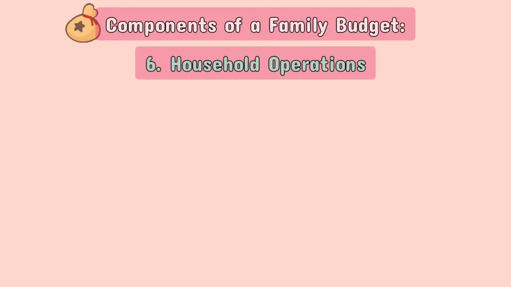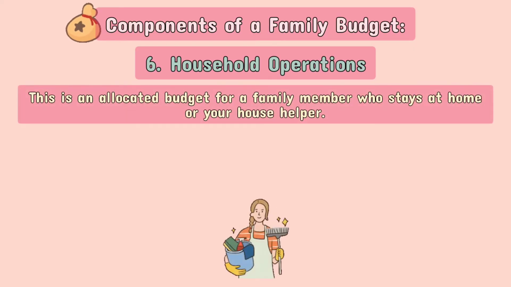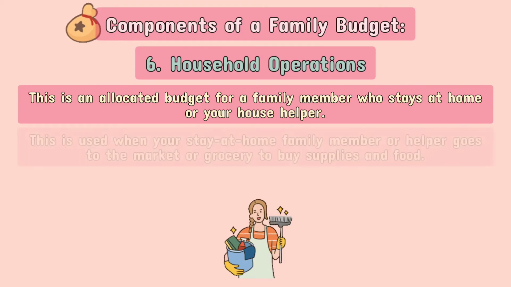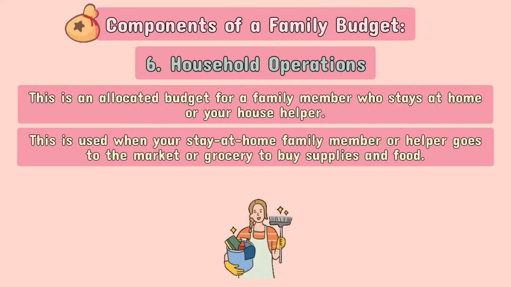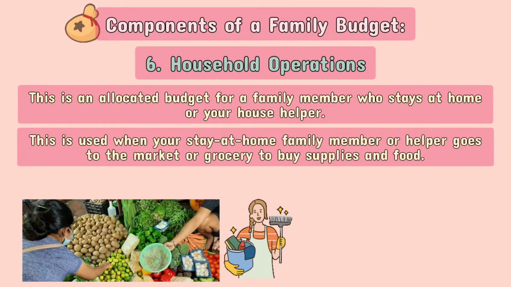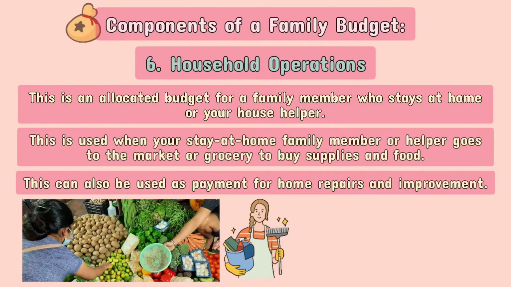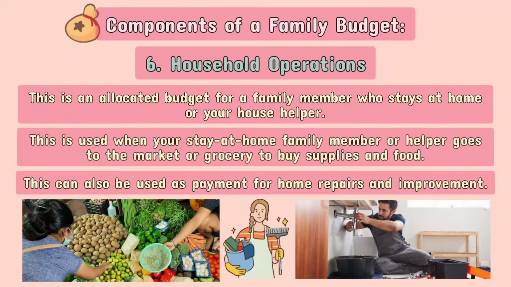Next is household operations. This is an allocated budget for a family member who stays at home or your house helper. This is used when your stay-at-home family member or helper goes to the market or grocery to buy supplies and food. These can also be used as payment for home repairs and improvement.